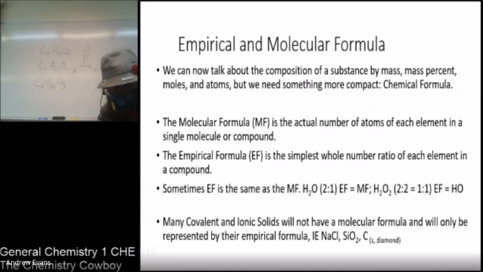With that in mind, on Monday, we will talk about how to calculate the empirical formula given either a percent composition or a mass of each atom. From there, we will learn how to get the ratio and then turn that into a molecular formula if need be. And that will be the end of chapter 3.